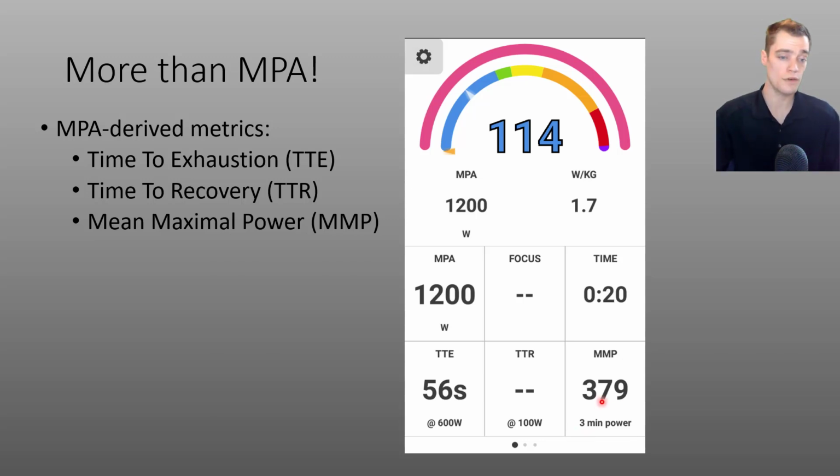So if they were to go hard for 3 minutes at 379 watts, by the end of that effort, their MPA would be all the way down to 379 watts. So this data field can be very helpful to indicate essentially how hard you could go for a given amount of time. And what I'd like to do is quickly demonstrate how your mean maximal power will change as you fatigue and as you recover.